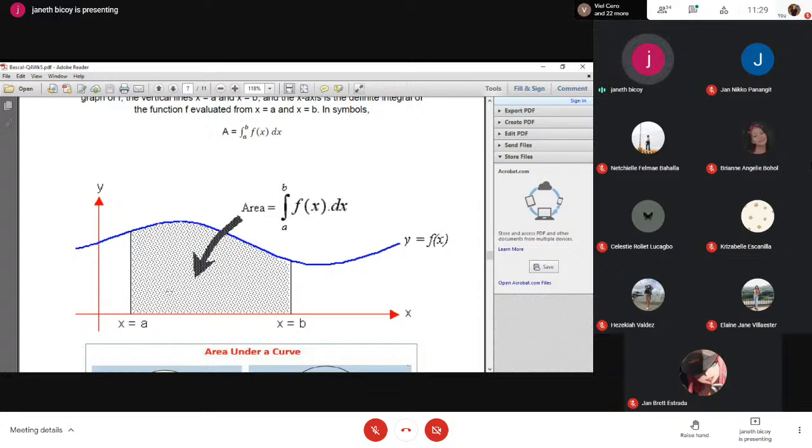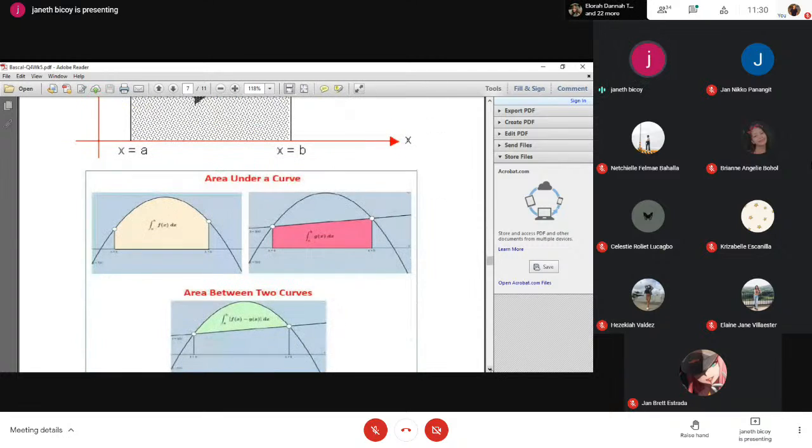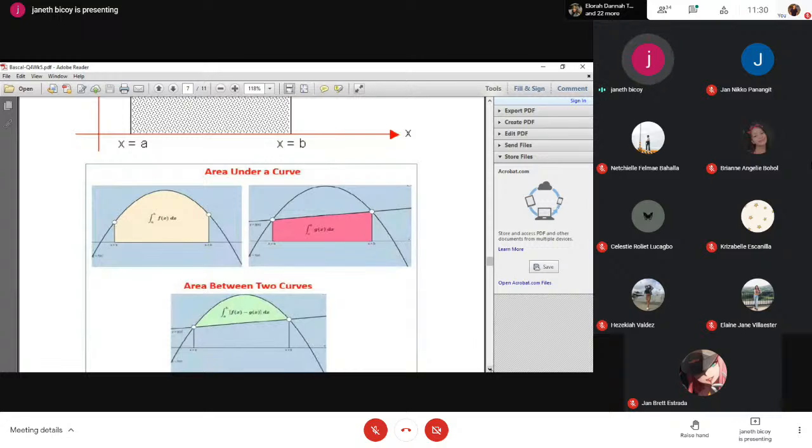Because we don't have any definite formula to find this particular figure, since it is irregular in shape, for this case we are going to use the concept of the definite integral. So the area will just be equal to the integral. You just write your lower limit, then upper limit, then the function bounding the curve, f of x dx, and you'll be able to find the area for this shaded region. Okay, that is the area under a curve.